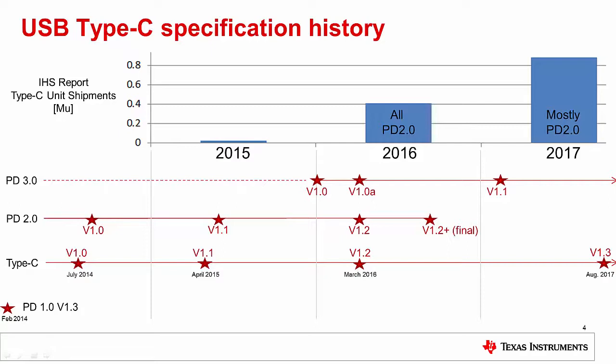So PD 1.0 never went anywhere in industry, but Type-C, which was first version 1.0, came out in July 2014. Right on the heels of that, the PD 2.0 came out, and those were co-developed very closely. Now, you can see that about every 6 months there's been an update to those two specifications as different companies built systems and different companies built silicon, and we found issues or things that could be improved. The specifications have been adjusted accordingly to incorporate those fixes as well as add new features.